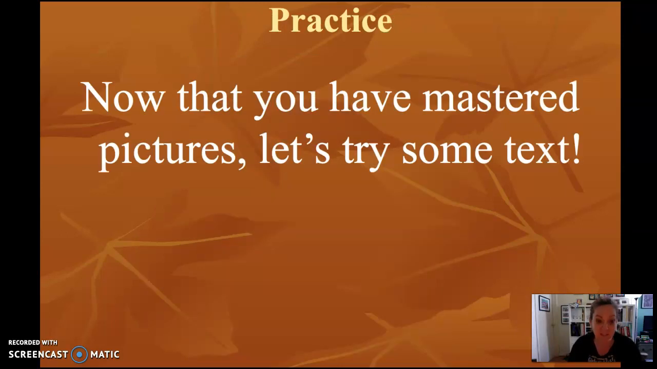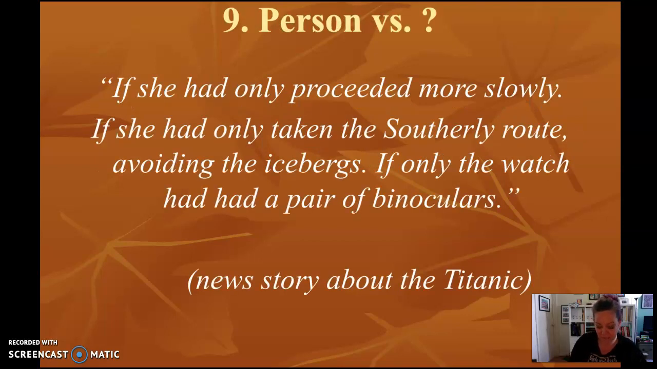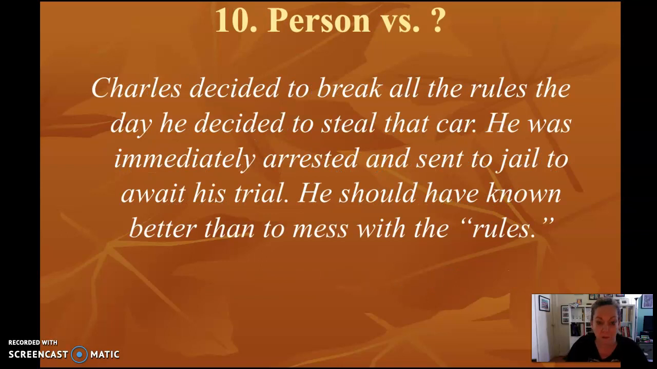All right, let's try again, this time without pictures. We're going to try some text. Number 9, what do we think? Again, write down your answers and then check yourself at the end. If she only had proceeded more slowly, if she had only taken the southerly route, avoiding the icebergs, if only the watch had had a pair of binoculars.